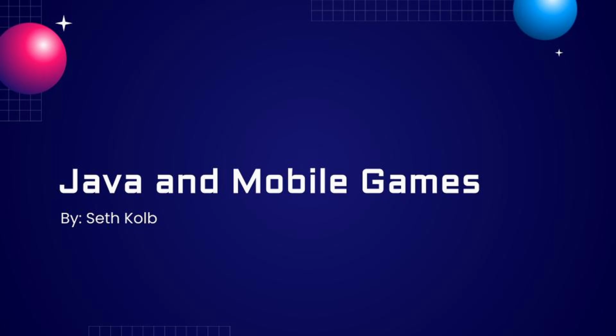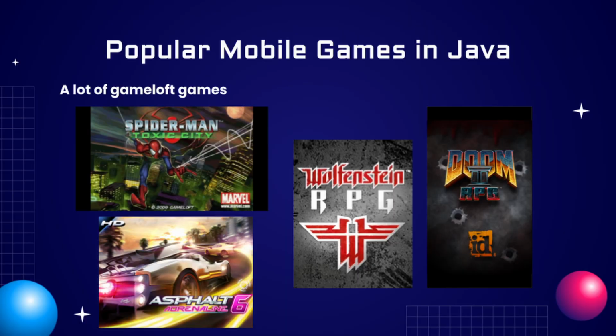This time I decided to delve into Java and mobile app development for games. Some things that I noticed while researching mobile games made in Java was that there were a lot of Gameloft games that were made using Java, and id Software has made Doom and Wolfenstein RPG games in Java also.